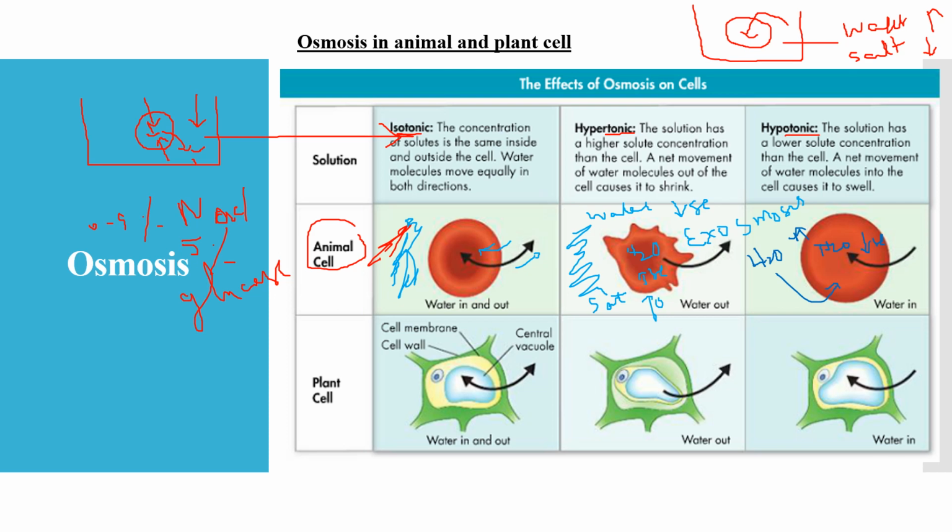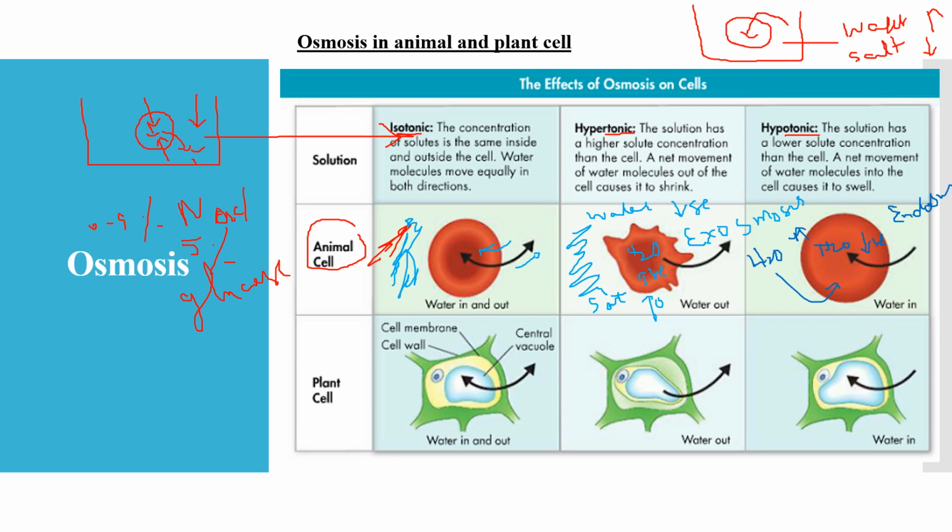And whereas in case of hypertonic solution the water molecules are going in, so this is the process of endosmosis. Endosmosis means the water molecules are going in, and the cell will swell, and if the process keeps continuing, after some time the cell will burst.